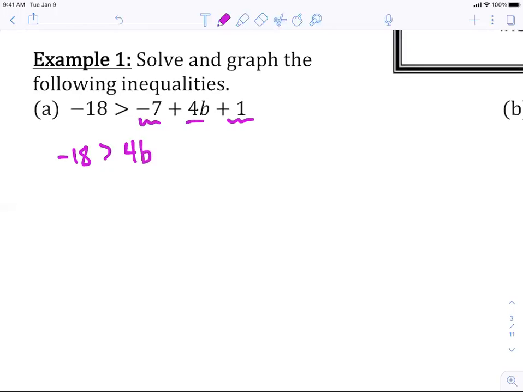-7 + 1 is going to end up being -6. And now I'm going to get all my numbers over to the left-hand side. So I'm going to add the 6 over to this side.